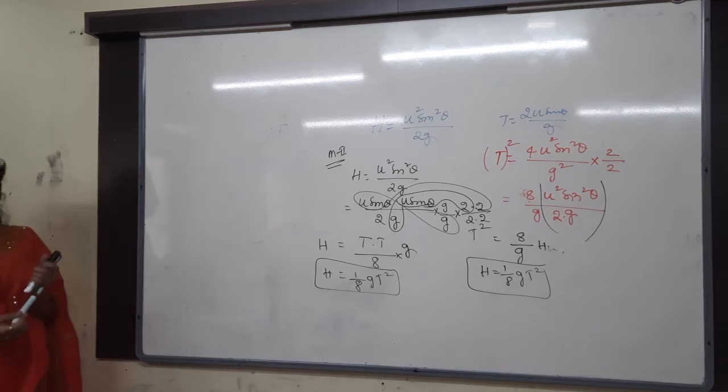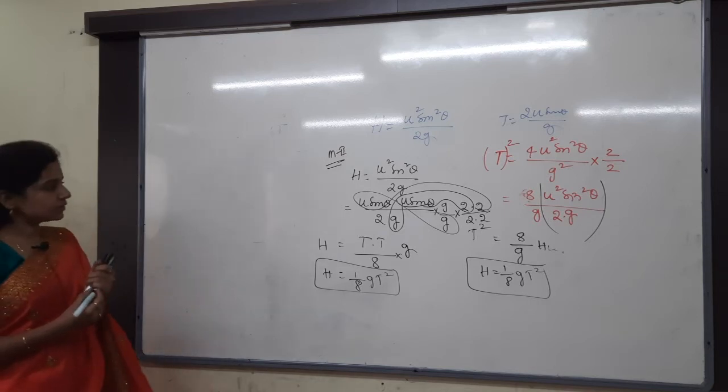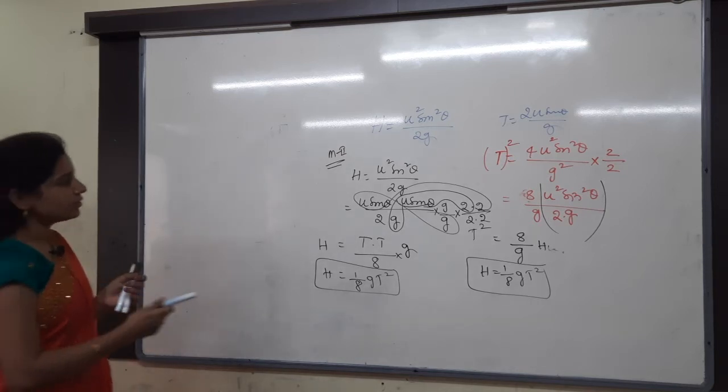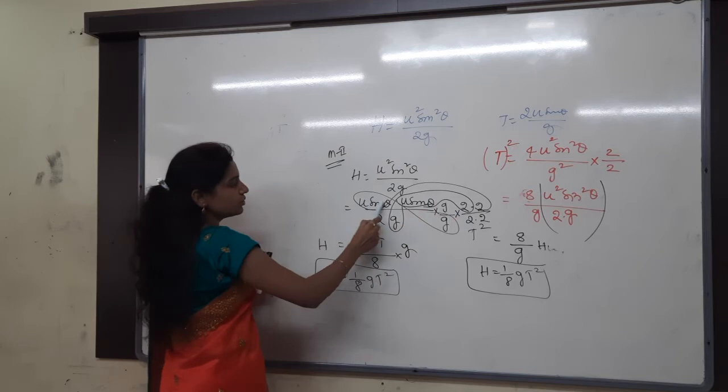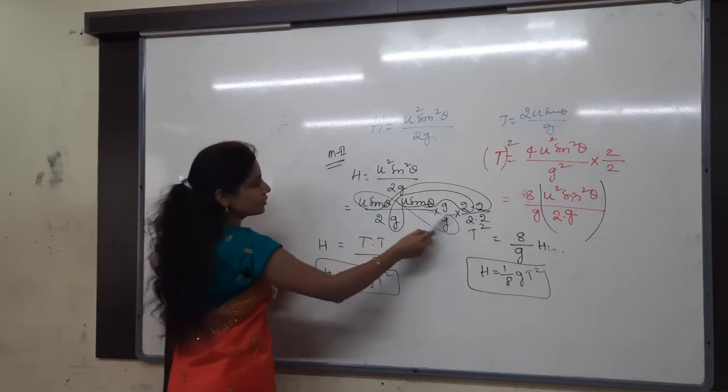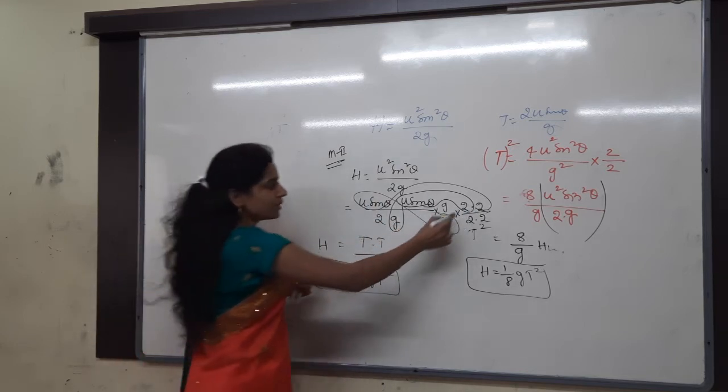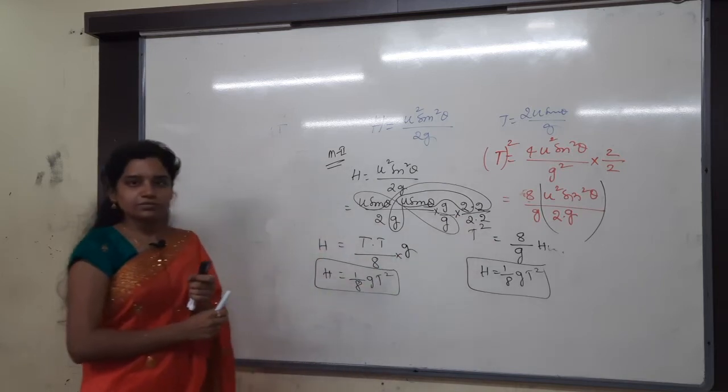u sin theta by g into the time of ascent, time of flight is 2u sin theta by g. One of the 2 is there here, 2u sin theta by g, another 2u sin theta by g. So I multiplied with 4 and 4 here. Understand?